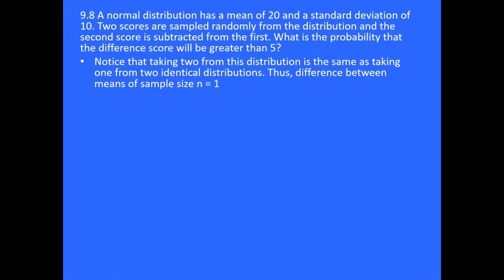So they both have the same mean, they both have the same standard deviation. And then the difference in means is 20 minus 20, which is equal to 0, right? Now that's the way you have to approach this. So look at this as a difference between means, but with a sample size of 1. In other words, taking 1 from each distribution.